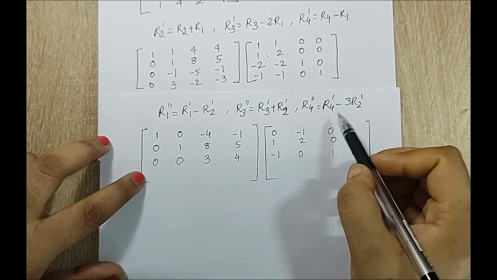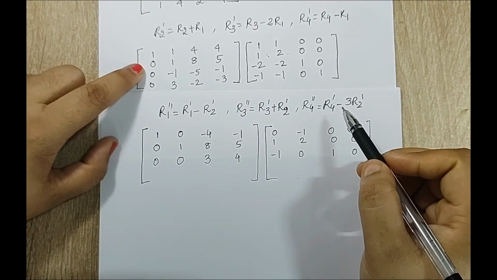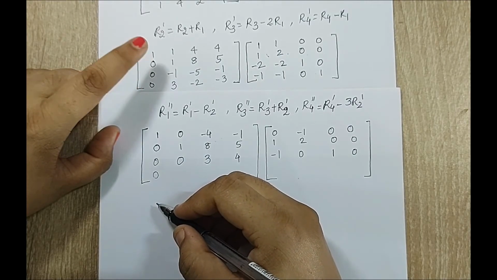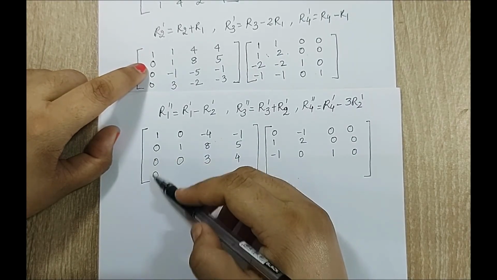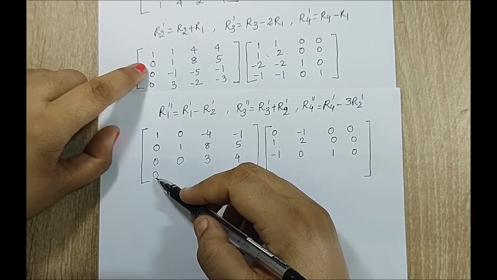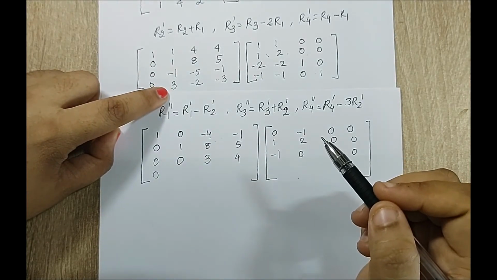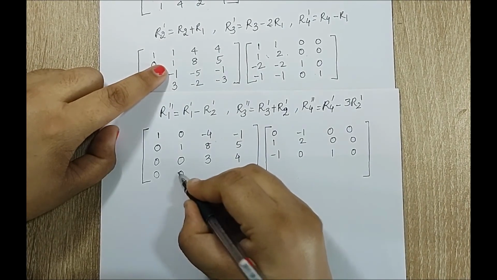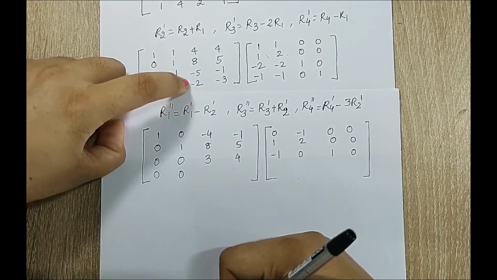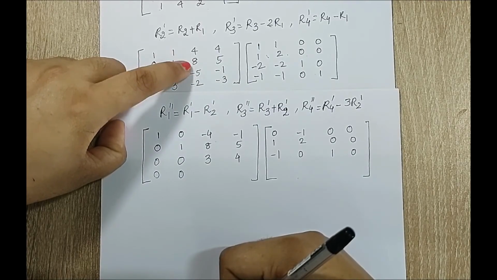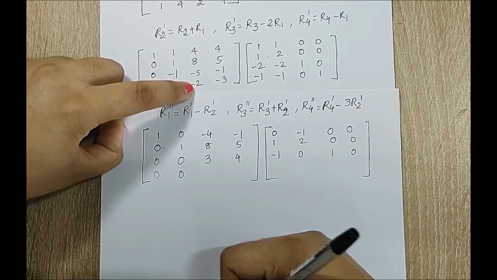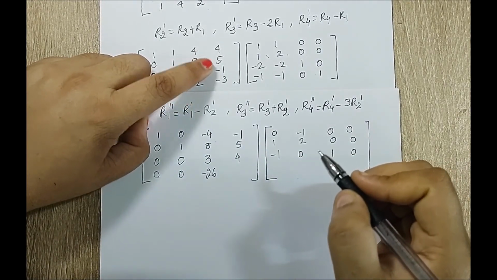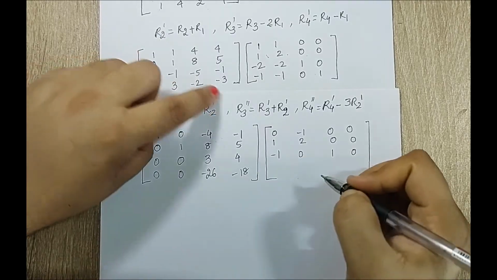This new row will be R4 dash minus 3 times R2 dash. Observe it is still 0 because we are doing this in reference to R2 and our R2 value is 0. So no changes will happen in this column which I have already found. This will be R4 dash minus thrice R2 dash. So this will be 3 minus 3, 0. This value minus 3 times this value. This is 3 times 8 is 24, minus 24 and 2 is minus 26. This will be minus 15, minus 3, minus 18.